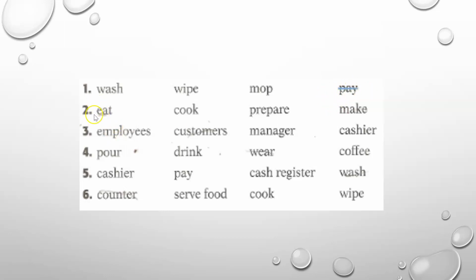Okay. So take a look at groups 2, 3, 4, 5, and 6 and cross out one word in each group that doesn't belong. Pause the video, stop the video, and try to do number 2, 3, 4, 5, and 6. After you finish, you can click play again.